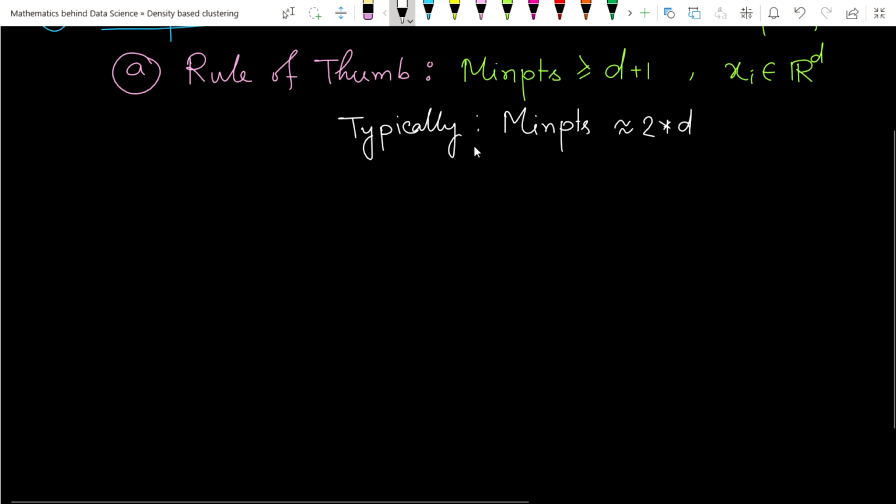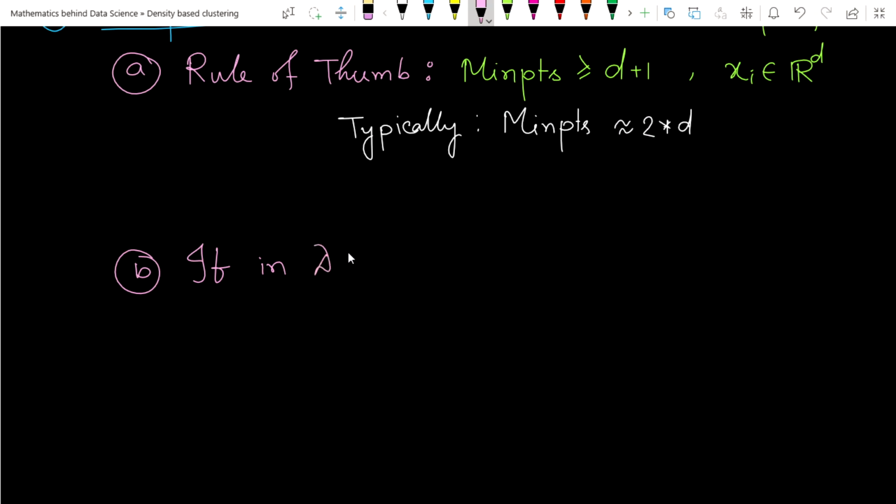The second one is the larger min points. It depends on how good the quality of our data set is. If our data set has more noisy points, then in general we will choose a larger min points to remove the noise points. So if our data set is more noisy, then typically we choose a larger min points.